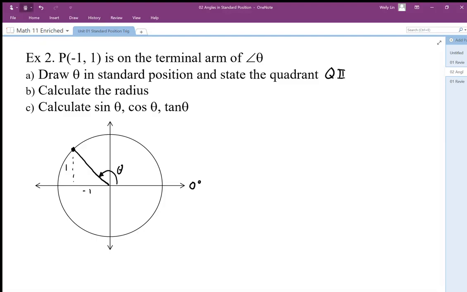Calculating the radius here, we just use Pythagoras. That's going to be √2. So we end up with square root 2 as our radius. And then once we have that, then we can state our sine, cos, tan, theta.